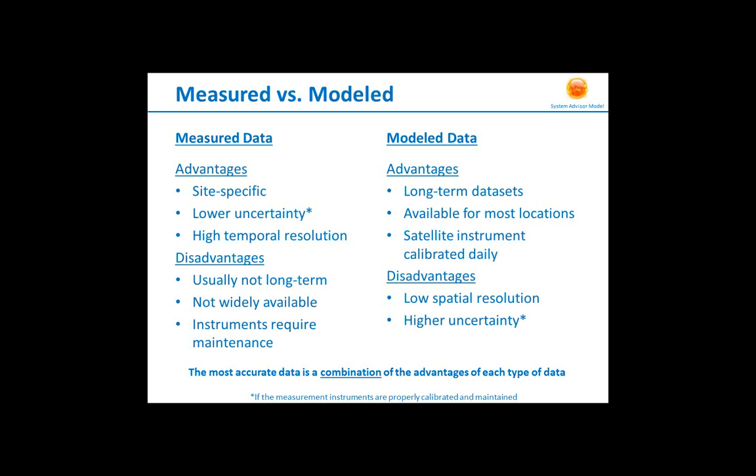Finally, the biggest difference between the two is that measured solar irradiance requires proper calibration and regular maintenance of the instruments to ensure an accurate measurement, whereas modeled data is frequently based on satellite or other instruments that are calibrated daily. Ideally, the most accurate solar resource data would combine the advantages of both of these two types of data, which is frequently done in professional resource assessments by correlating on-site measured data to long-term modeled data.